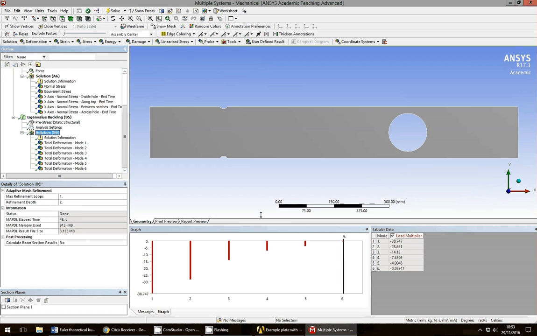So we can look at this. I click on solution. You'll see these load multipliers down here in the bottom right hand corner, and they're all minus, which is understandable because the load it's factoring is a tension load. So to get buckling, clearly it has to switch that to compression, so it scales it by multiplying by a minus number. And it sorts the modes from the lowest number to the highest number. So minus 38 is smaller than minus 28. So minus 0.59 is the first mode of buckling.